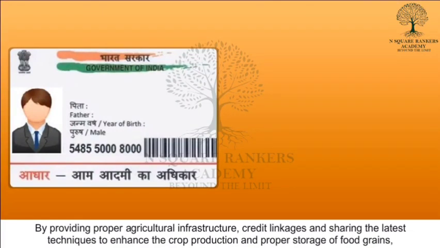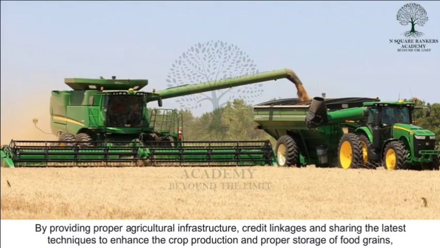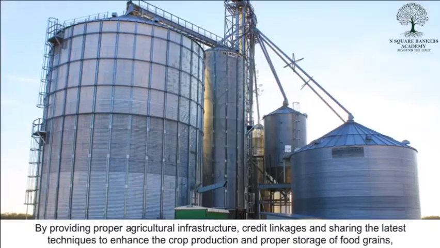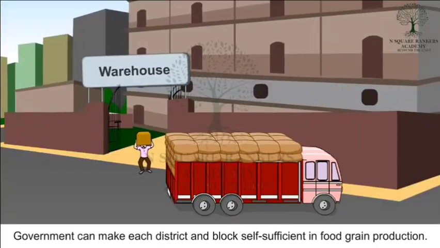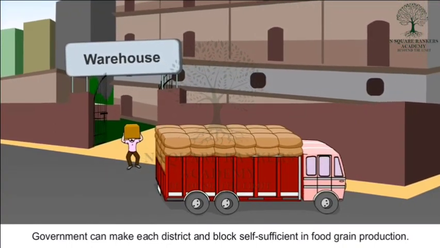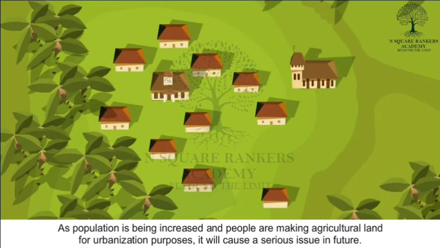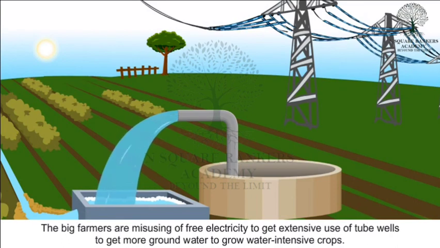By providing proper agricultural infrastructure, credit linkages and sharing the latest techniques to enhance the crop production and proper storage of food grains, government can make each district and block self-sufficient in food grain production. As population is increasing and people are using agricultural land for urbanization purposes, it will cause a serious issue in future. The big farmers are misusing free electricity to make extensive use of tube wells to get more groundwater to grow water-intensive crops.